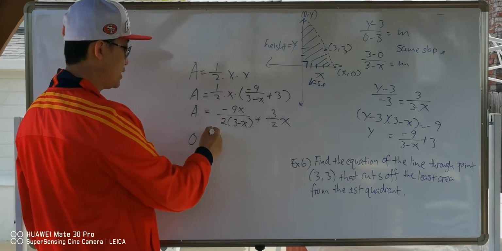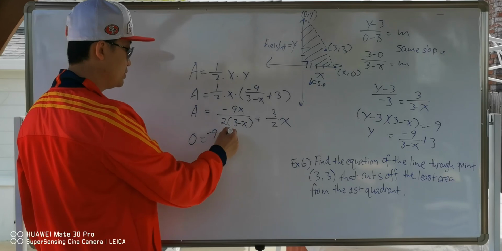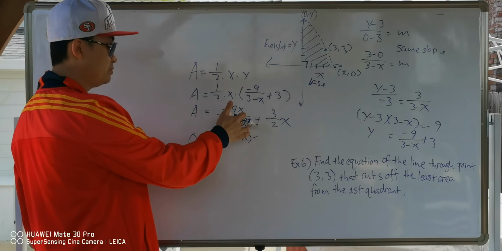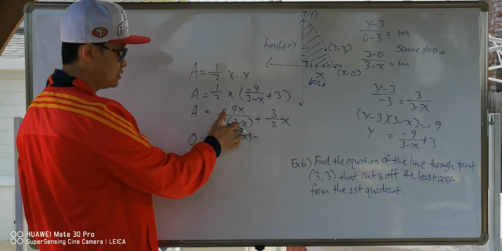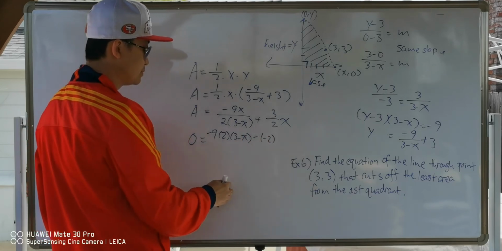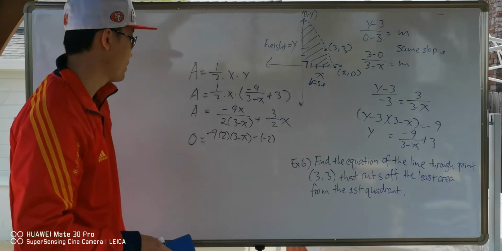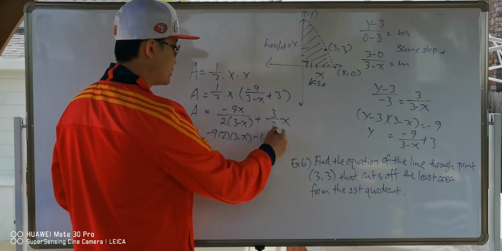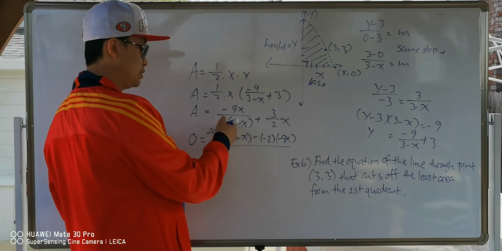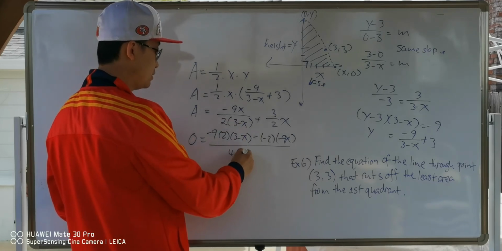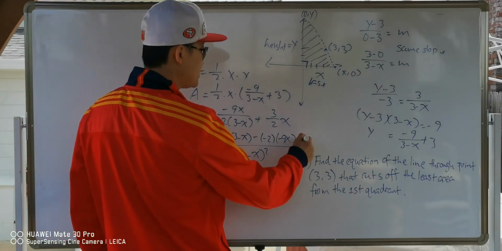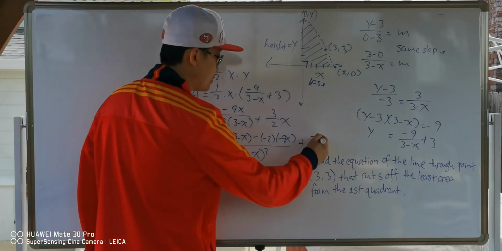So derivative of negative 9x, negative 9, times the quantity of 2 times 3 minus x, minus derivative of the bottom part. After you distribute, this one turns out to be 6 minus 2x. So that just turns out to be negative 2, derivative of this whole thing, and then times negative 9x, all over the quantity of this square. So then that would be 4 times 3 minus x quantity squared. It's the quotient rule. And then plus derivative of 3/2 x, 3/2.